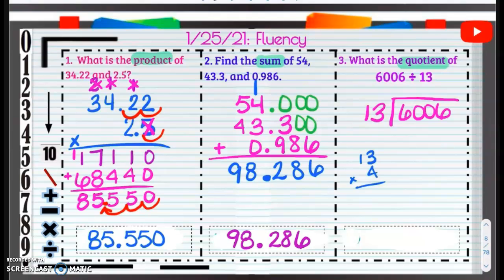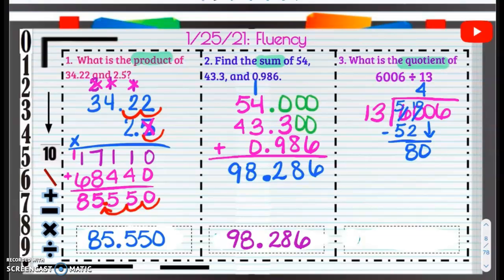So 13 times 4, 4 times 3 is 12. 4 times 1 is 4, plus 1 is 5. Oh, yeah. Wow, perfect. So it's going to go in 4 times, and you get 52. I'm going to erase that now. All right. When we subtract, 6 becomes a 5 to make this a 10. 10 minus 2 is 8. Drop that 0. Now we have 80. Well, how many times can 13 go into 80?